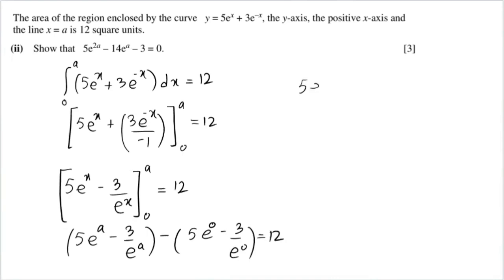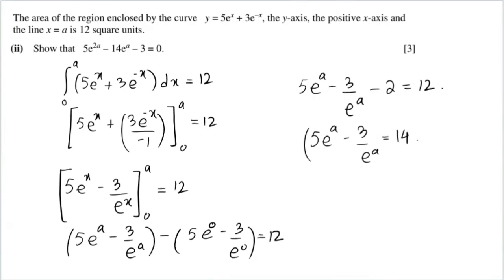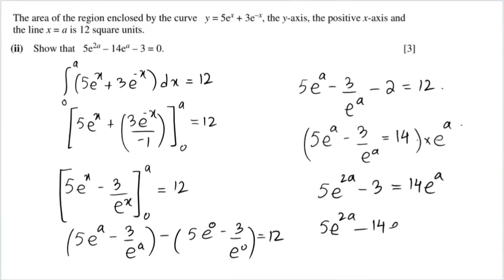This will be (5e^a minus 3) over e^a. This is just going to be a negative, 5 minus 3, so minus 2, and put it equal to 12. So now I can write it like (5e^a minus 3) over e^a equals, let's say, 14. So now multiply the whole equation by e to the power a, and I will get 5e^2a minus 3 equals 14e^a. Rearrange it, and this will give you the desired result.